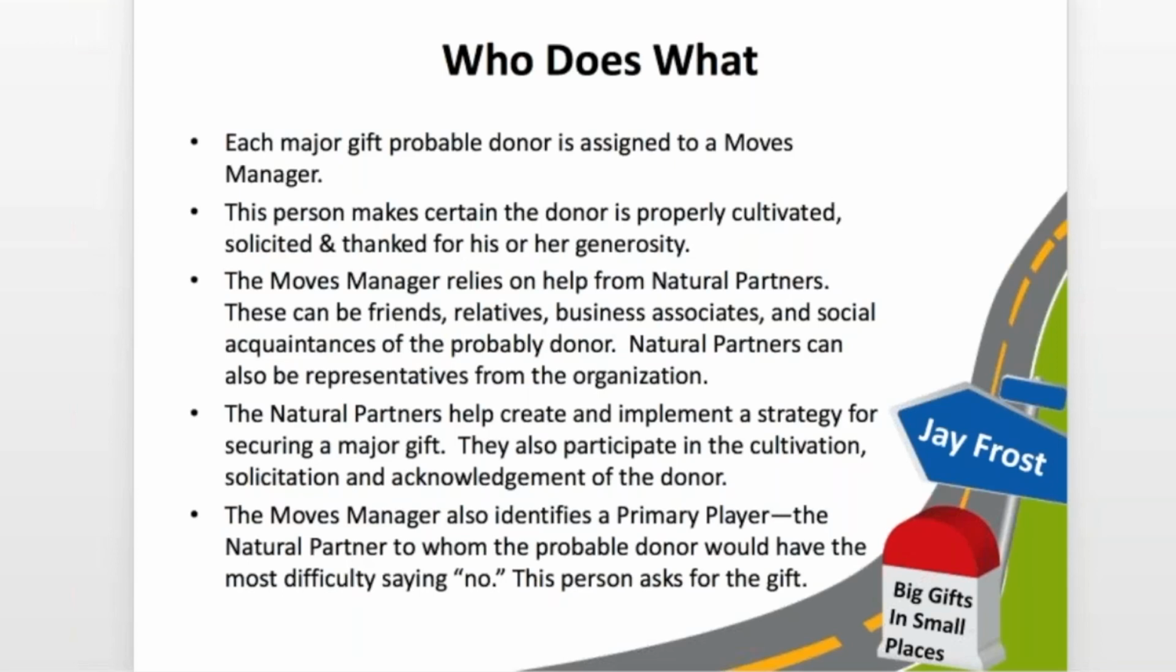The moves manager then relies on help from what we might describe as natural partners. And these people could be friends, relatives, associates. But natural partners are really important. And there's usually a couple. There's one who's the person who's closest, and then there's the person who knows the person and is kind of closest to us. So there's a person internally who's the moves manager, a primary player, that's a natural partner to whom the probable donor would have difficulty saying no. They probably ask for a gift in the end. And then a natural partner that's closest to us.